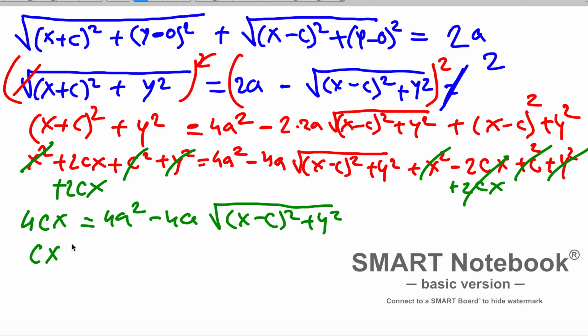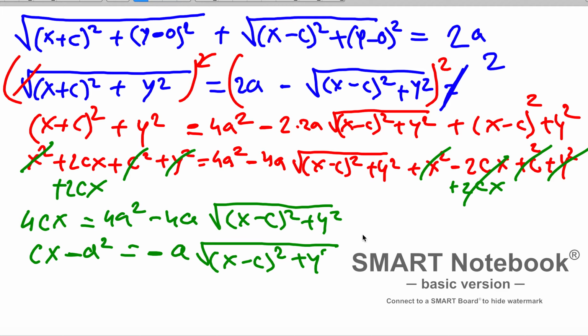If I put it on the other side, it's going to be minus a squared, and this is equal to minus a times the square root. So imagine I divided all the terms by 4. And this a squared I put on the other side, so it becomes negative a squared. On the other hand, here I have x minus c squared plus y squared, and now I'm going to square everything again.